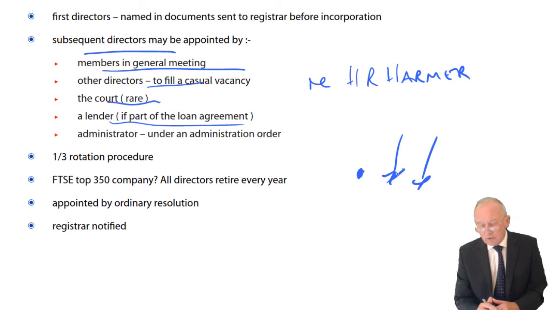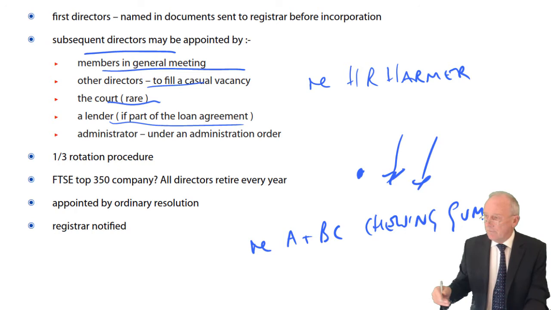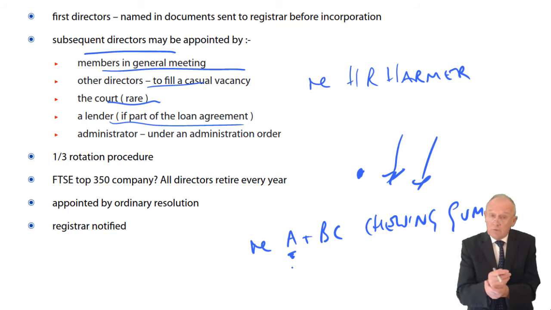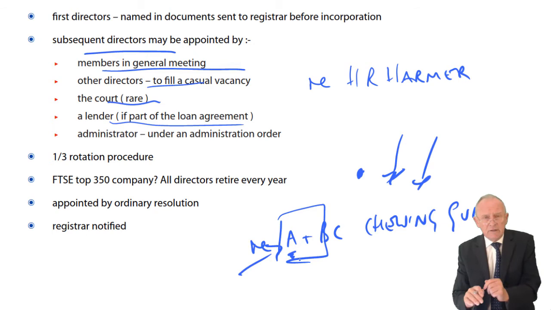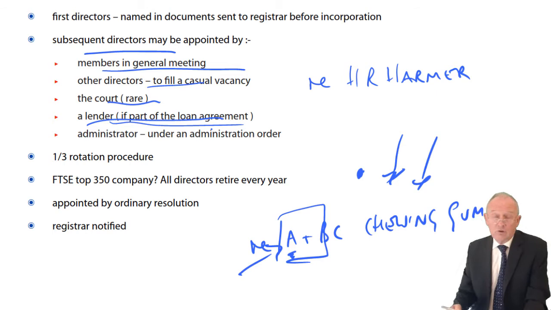There is a case there called Re A and B C Chewing Gum, where a lender appointed A to be their representative. A was already a director, and they said, well, if we lend you money, we want you, already a director, to represent our affairs. But then they decided they didn't like A, so instead they wanted to appoint somebody else. A and B said, no, you can't do that. It's either him or it's me, but it can't be some new person. And the court said, well, yes, it can actually.